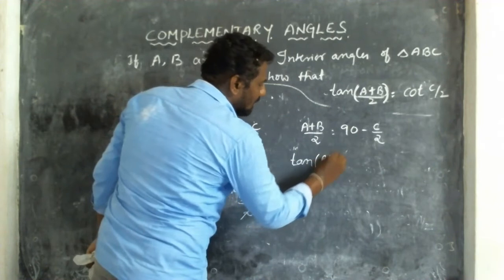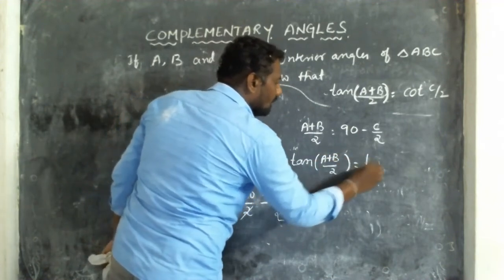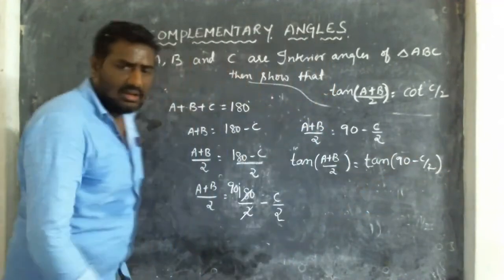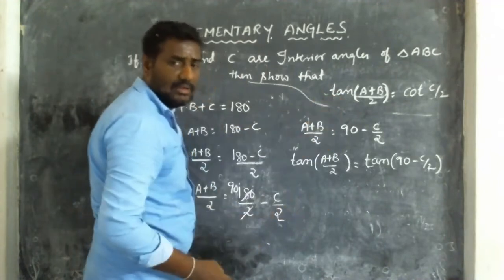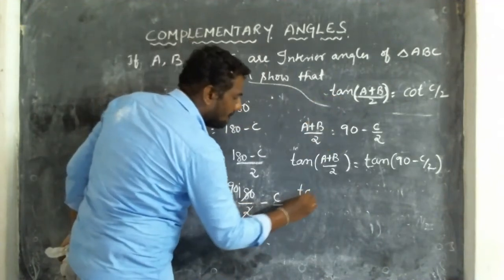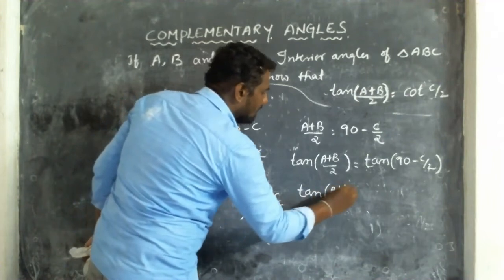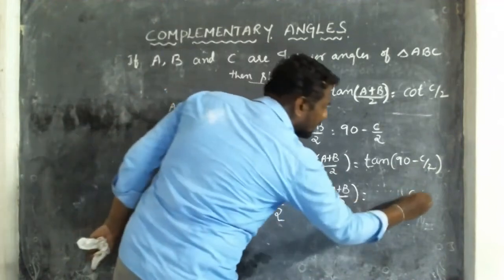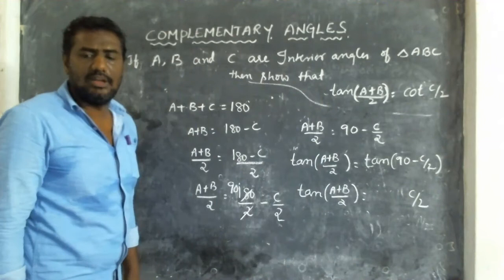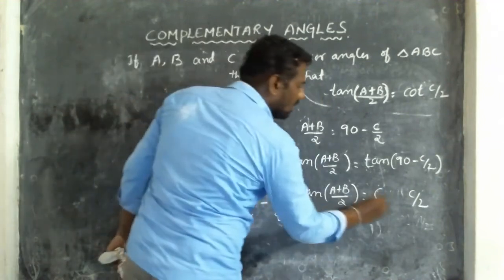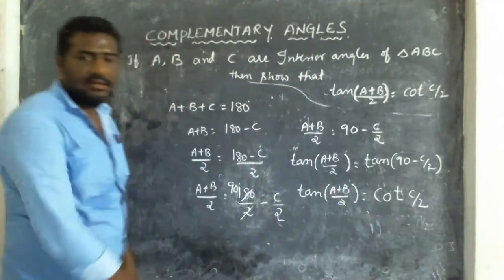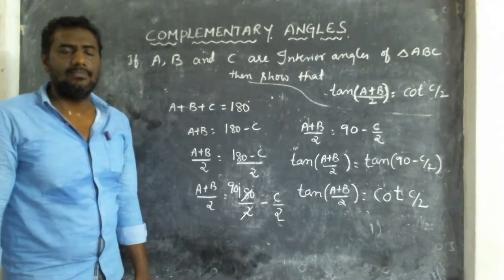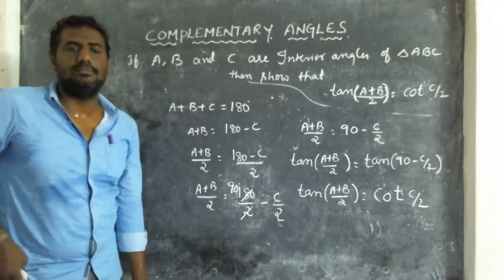Tan of (A plus B) by 2 equal to tan of 90 minus C by 2. Left side you don't disturb, our answer is the same, tan of (A plus B) by 2 only, you write as it is. Right side I apply the formula. Complement of 90 minus C by 2 is C by 2. Tan is converted to cot. I hope that we got our answer. Is it clear, children? Very, very important problem for examination.